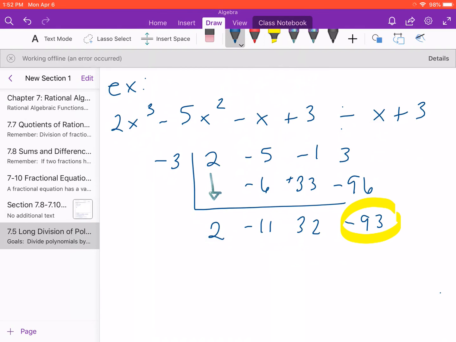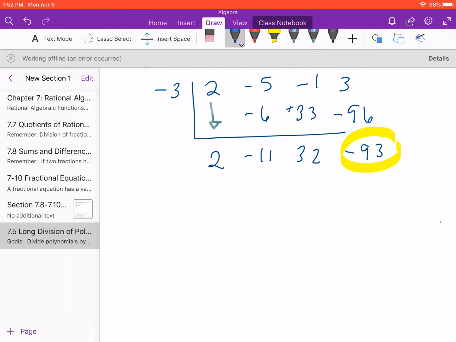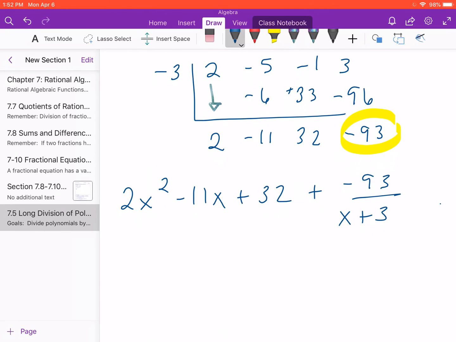That's a large remainder. And so this final answer will be written as 2x squared minus 11x plus 32 plus negative 93 all over x plus 3. And again, that's a proper fraction because the numerator is lower degree than the denominator. So, again, the whole point of this synthetic division is to be a shortcut for dividing polynomials by a binomial in the form of x minus r.